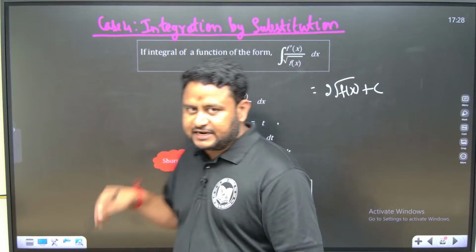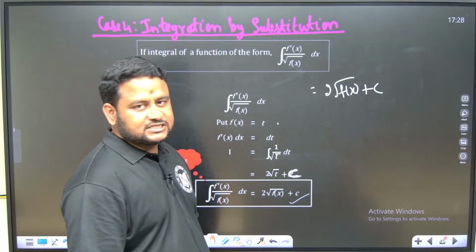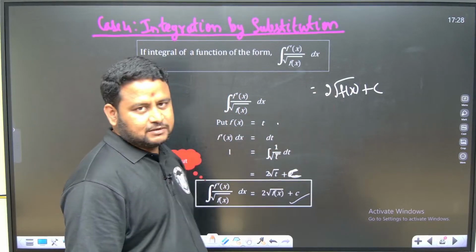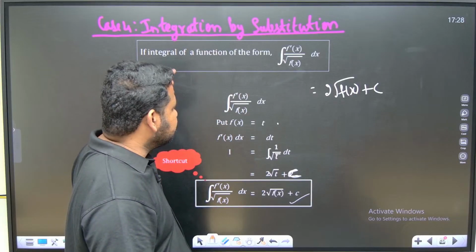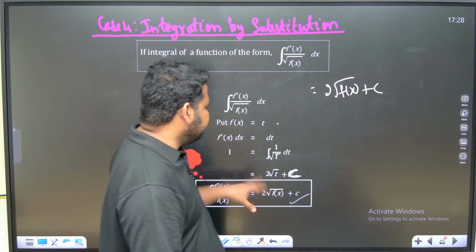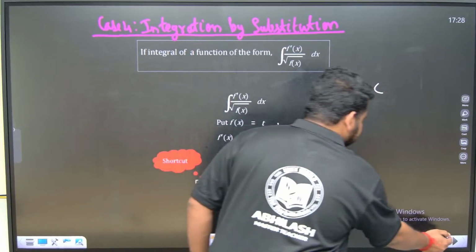If the integral is of the form f dash of x by square root of f of x, the answer will be 2 times square root of f of x plus c. This is the shortcut for this method, integration by substitution, case 4. This is the way we have to solve such questions, using this shortcut. So let us see some questions based on this.